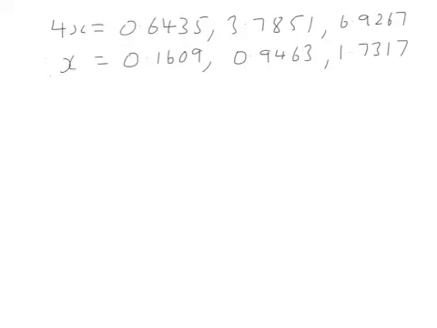The value of x is between pi by 4 and pi by 2. Pi by 2 is certainly less than 1.7317, and pi by 4 is more than 0.169. Therefore x is 0.9463 to 4 decimal places, just that one solution.